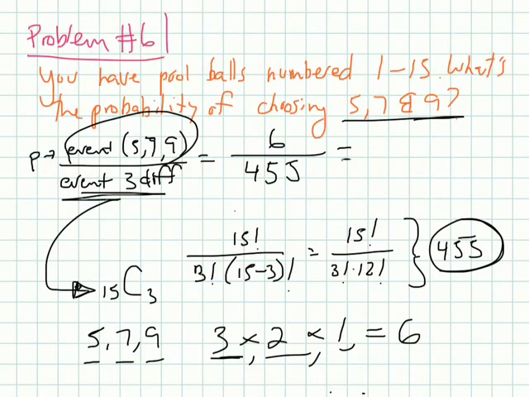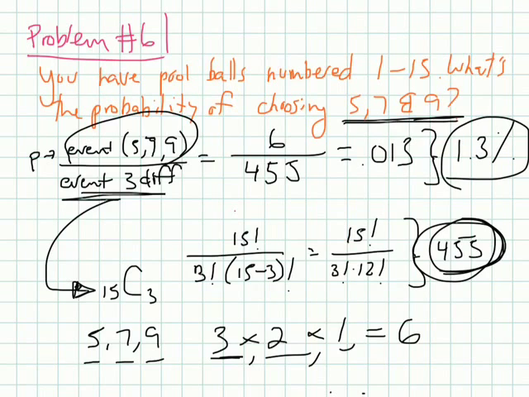So 6 divided by 455 total ways to choose 3 balls gives me 0.013. Or if I want that as a percent, it's a 1.3% chance of choosing a 5, 7, 9, where order doesn't matter.